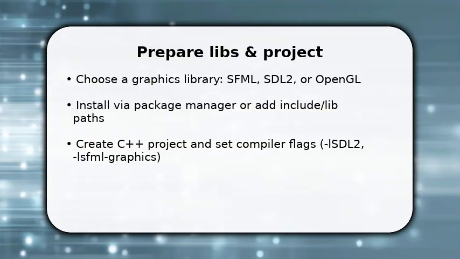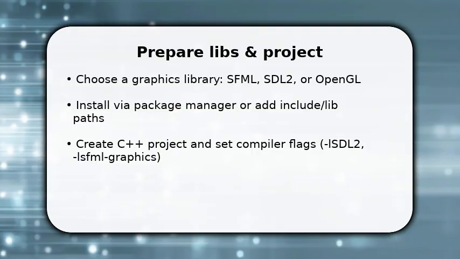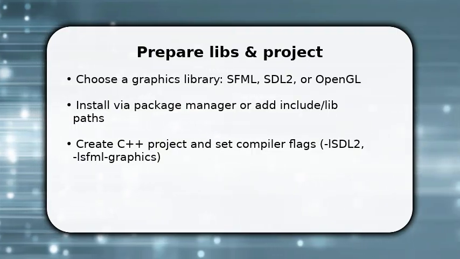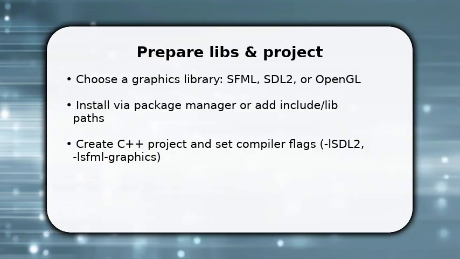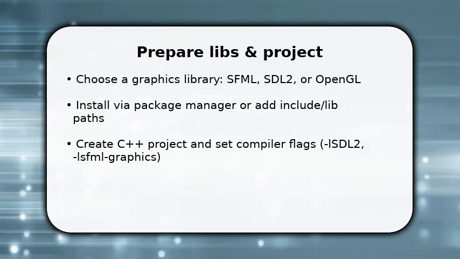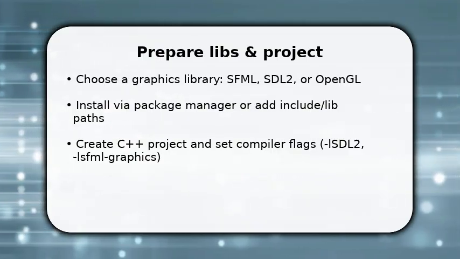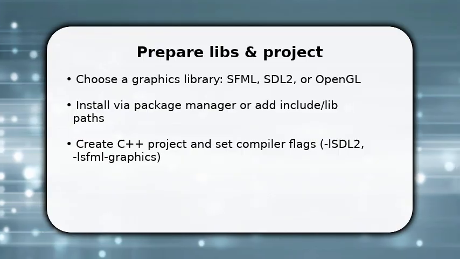You start by picking a graphics library that fits your goals. SFML and SDL2 are great for 2D, OpenGL for low-level control. Once chosen, install it with your package manager or download binaries, and add include and library paths to your IDE or build system. Create a new C++ project and set compiler and linker flags now.